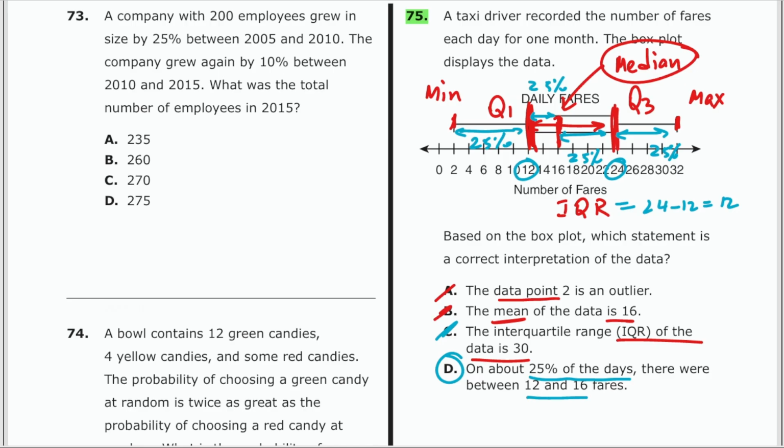So yes, that's correct. It's a little messy here, but between 12 here and 16 here, indeed, we do have 25% of all the days. The answer is D. That's it.